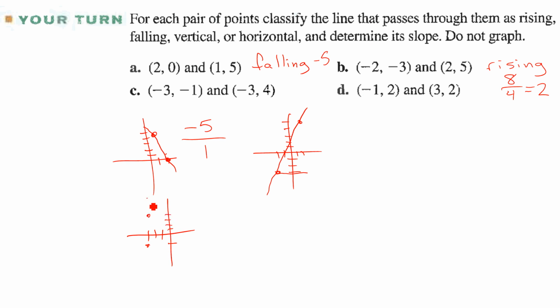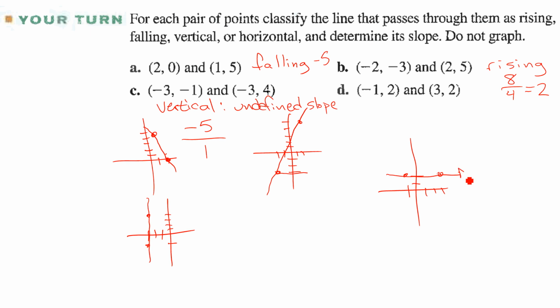So on this one, this is a vertical line. Vertical lines have an undefined slope. And our last one, from -1, 2 to 3, 2. This is a horizontal line. And so you have a slope of 0.